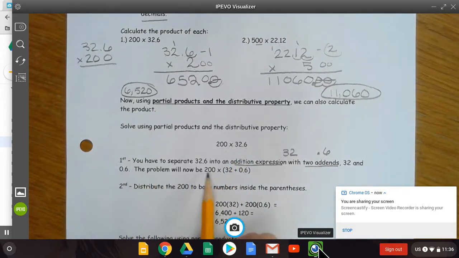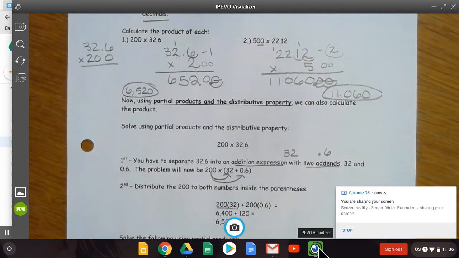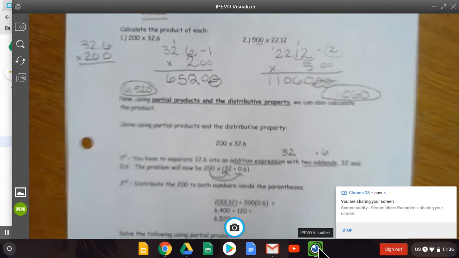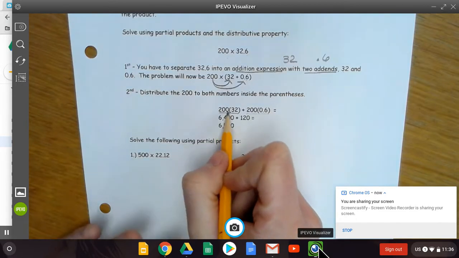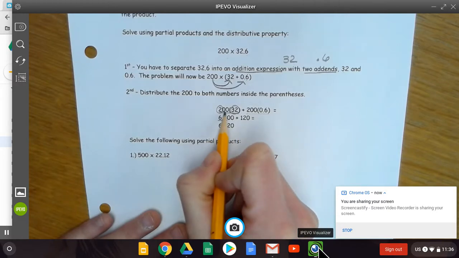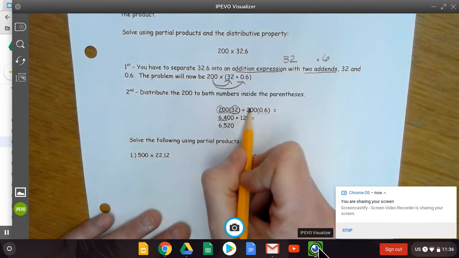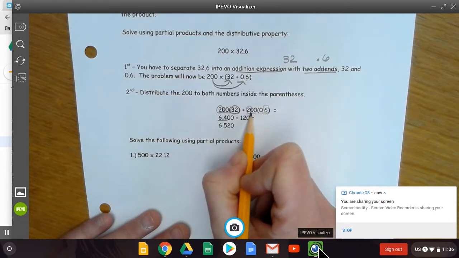The problem will now be 200 times the quantity of 32 plus 6/10. So we're going to distribute the 200 to both of the numbers inside the parentheses. If you look, 200 times 32 gives me this, and 200 times 6/10 gives me this. Now, if you look a little further down, I like to do this mentally, so I take 2 and multiply by 32, which gives me 64, and then I add my 2 zeros on at the end. I do the same thing here, 2 times 6, which gives me 12. I have 2 zeros here.